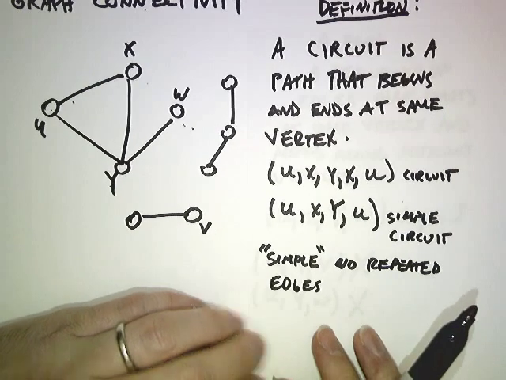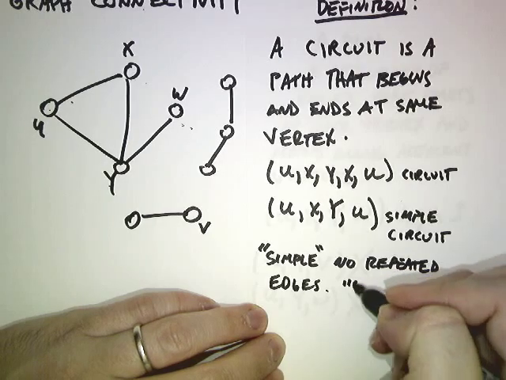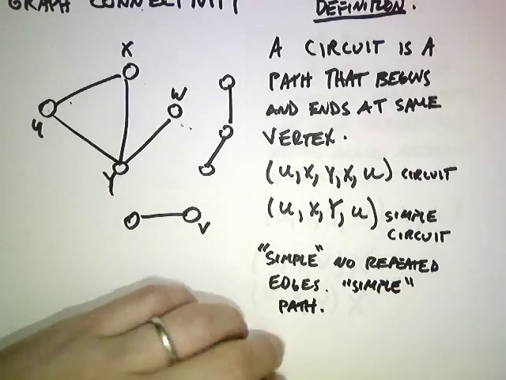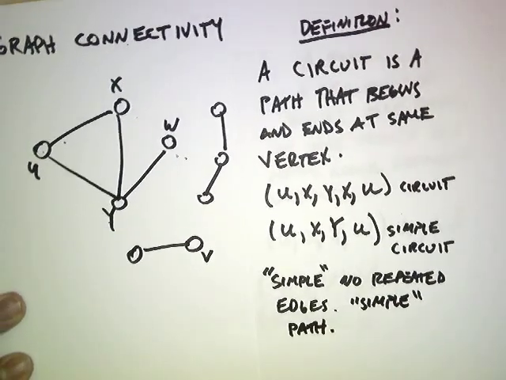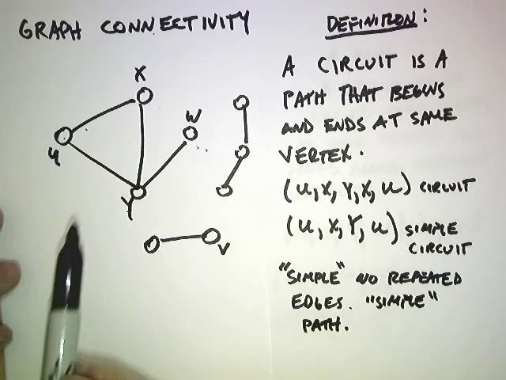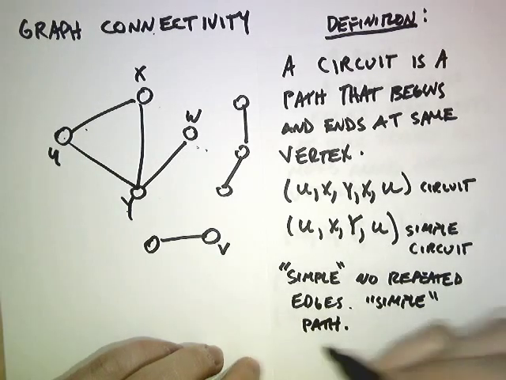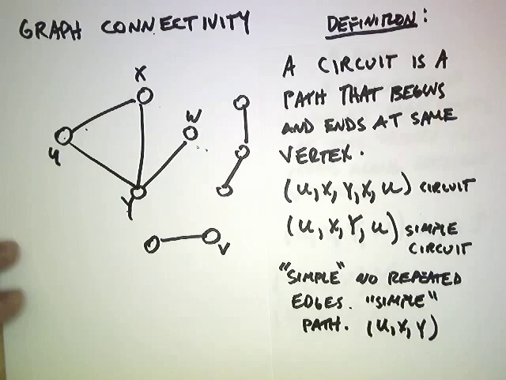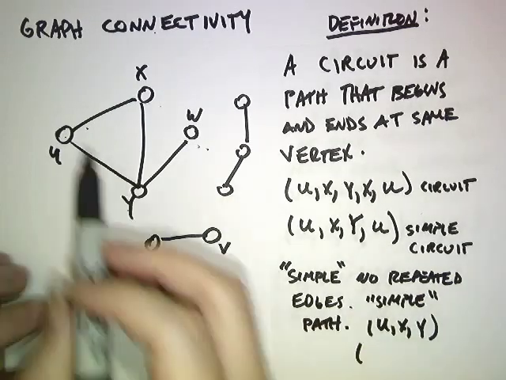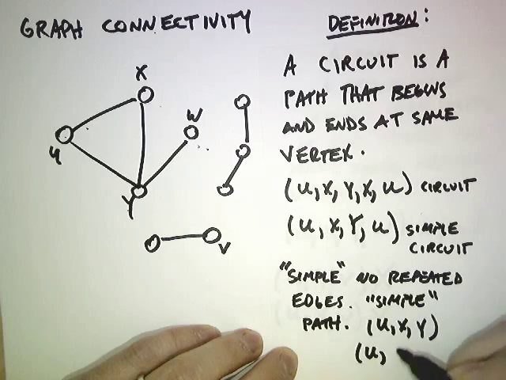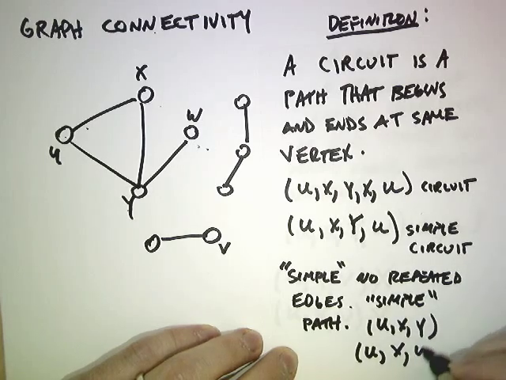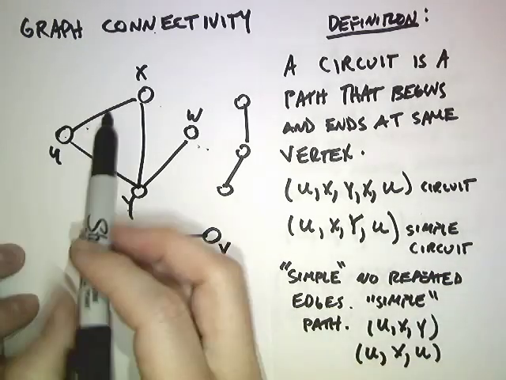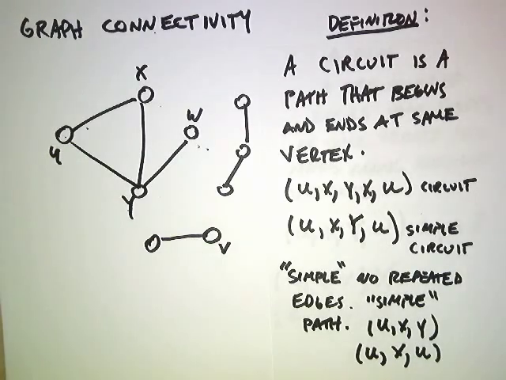We also have the notion of a simple path. And that's just a path in the graph that doesn't repeat any edges. So for example, U, X, Y, that's a simple path, but U, X, U is not a simple path, right? U goes to X and then back to U, that's not a simple path.